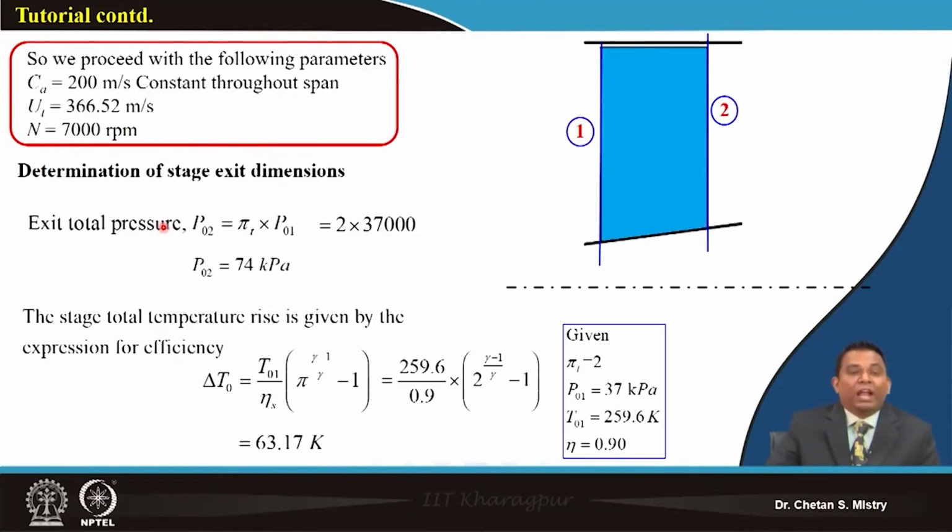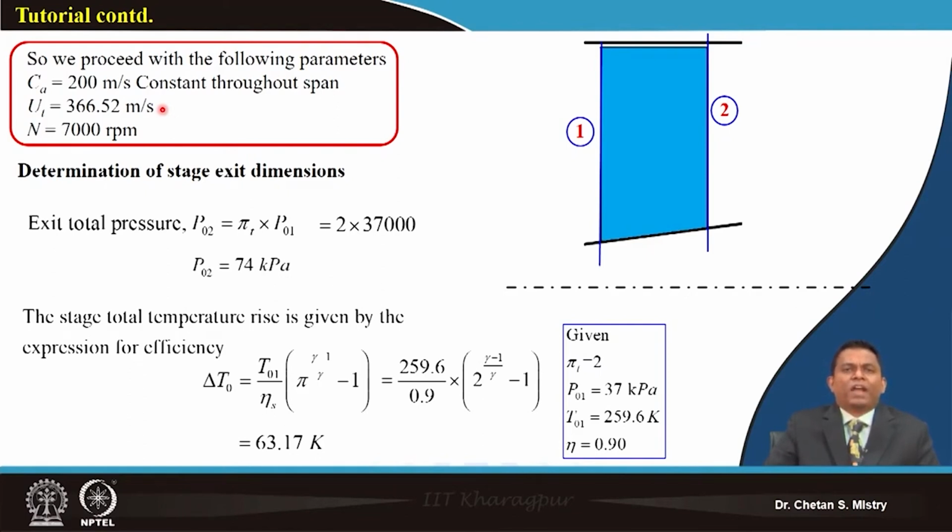So based on that, we are finalizing our axial velocity, that's 200 meter per second, and it is given to be constant throughout my span. And our peripheral speed we are considering 366.52 meter per second. Rotational speed we are considering 7000 rpm. If this is known to us, then at the entry condition we have our parameters known for making a velocity triangle.